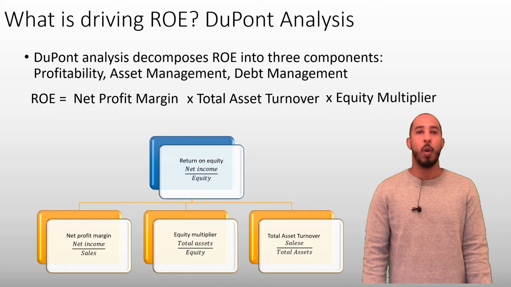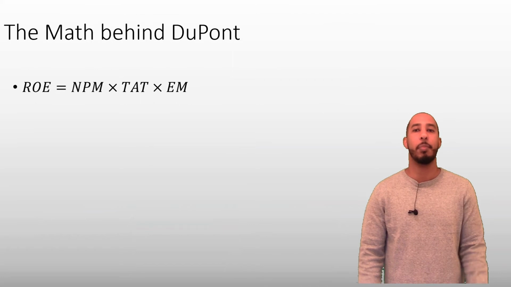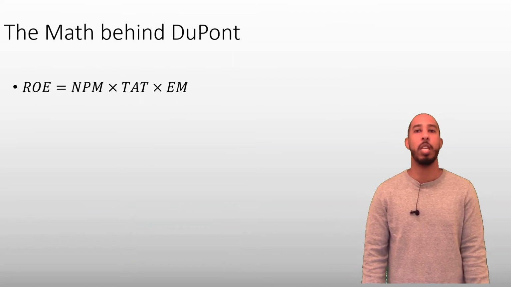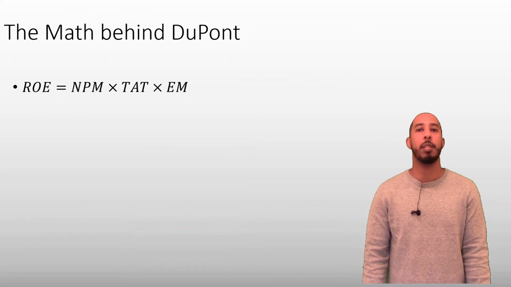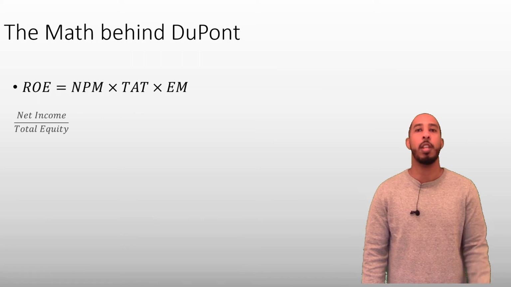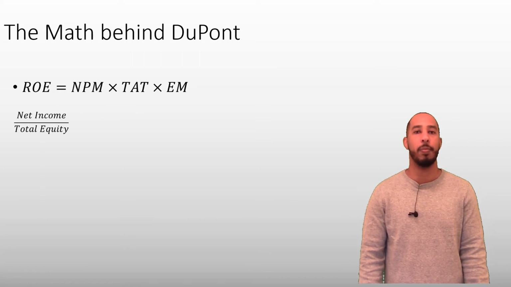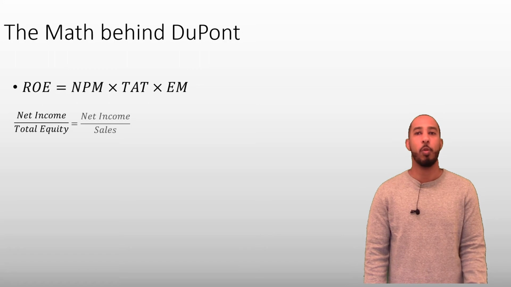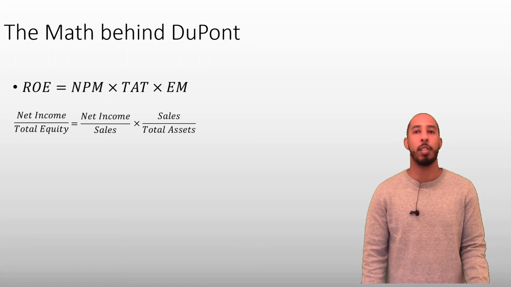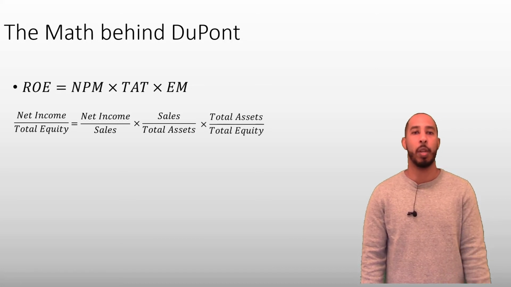How do we end up with that equation? Well, it's just some simple and clever math. Let's start with the DuPont equation. Return on equity equals net profit margin times total asset turnover times equity multiplier. Let's prove that's true. We'll start by defining the ratios. Return on equity equals net income over total equity. Net profit margin equals net income over sales. And total asset turnover equals sales over total assets, and equity multiplier equals total assets over equity.